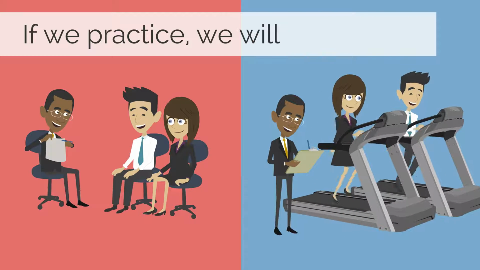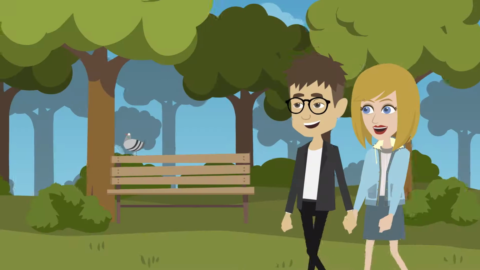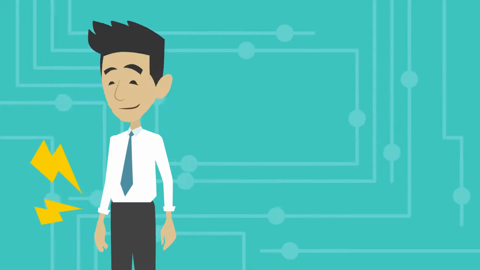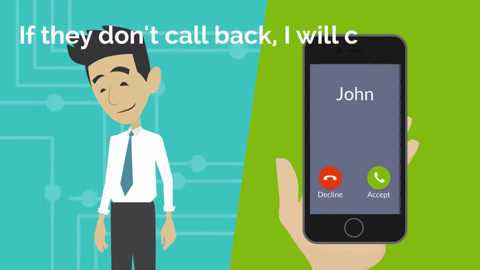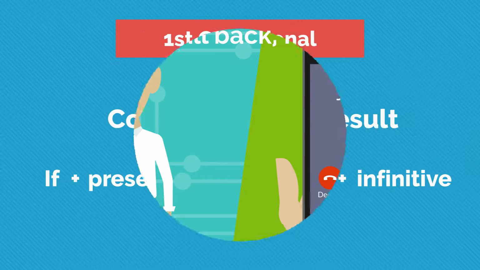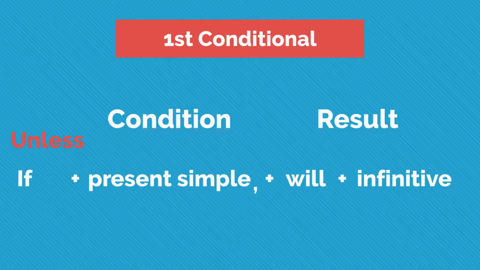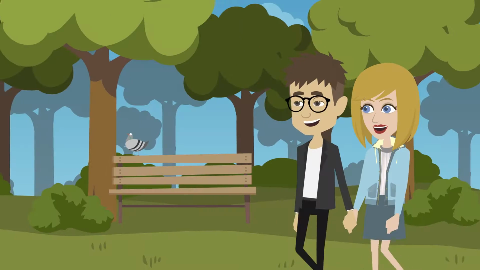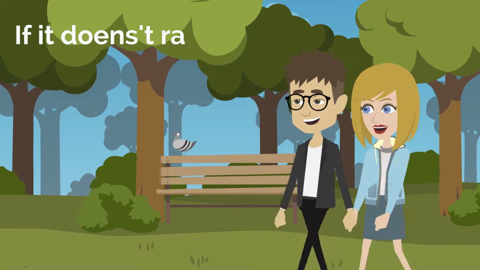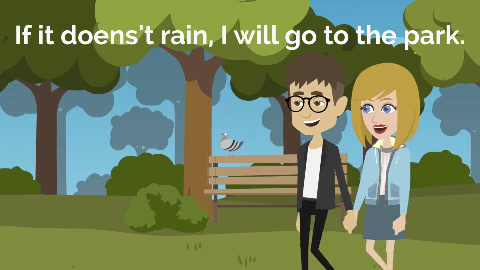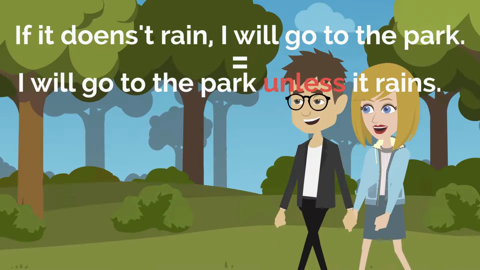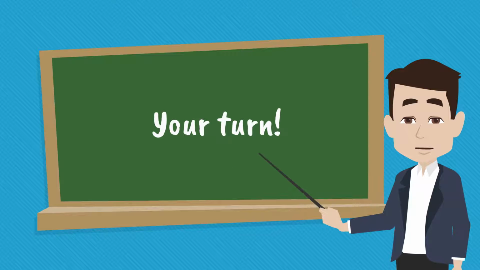For example, if we practice, we will get better. If it doesn't rain, I will go to the park. If they don't call back, I will call them. You can also use the word unless to replace the negative form. For example, if it doesn't rain, I will go to the park becomes I will go to the park unless it rains.